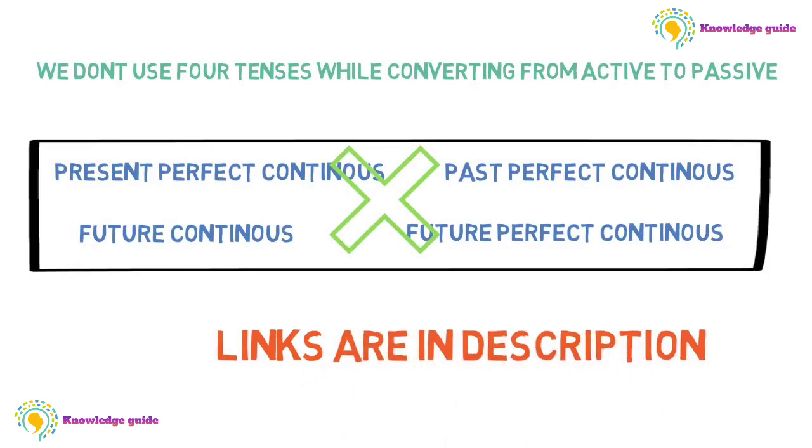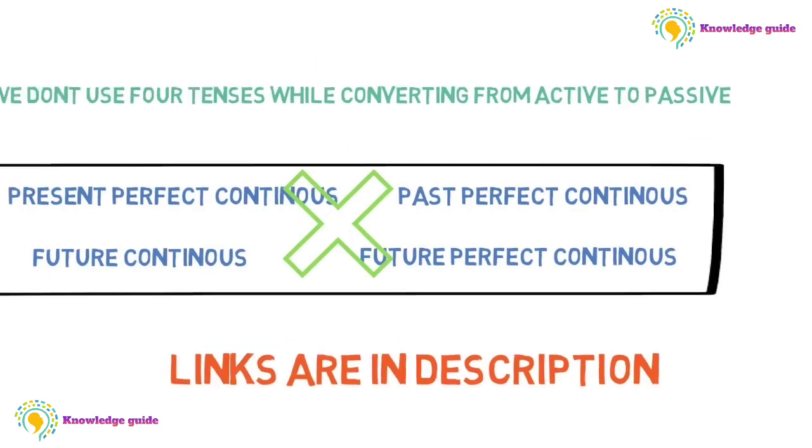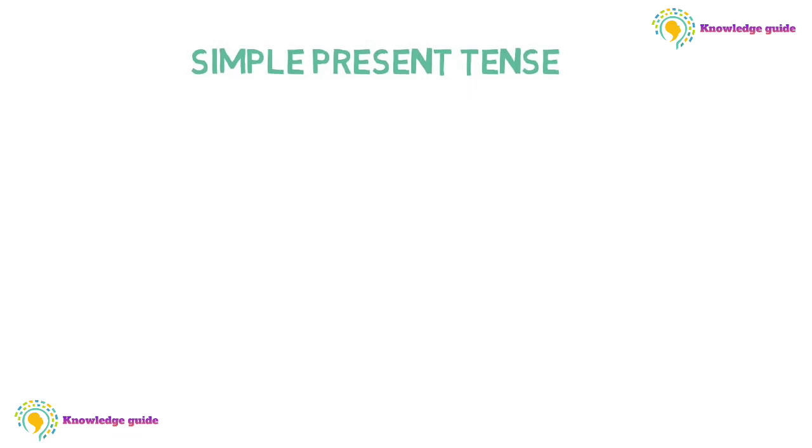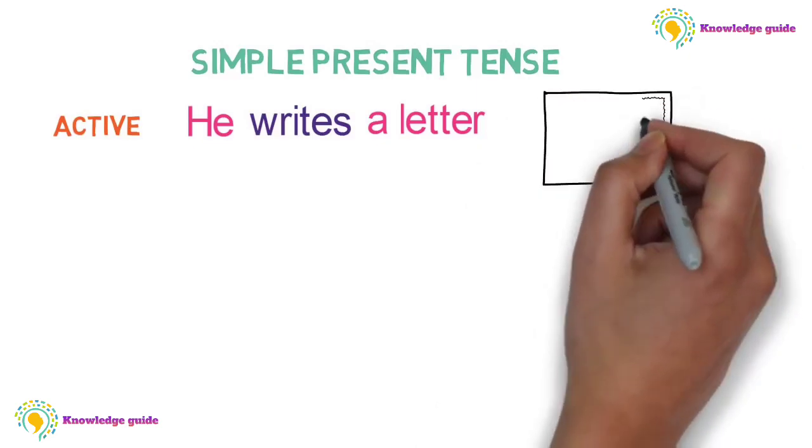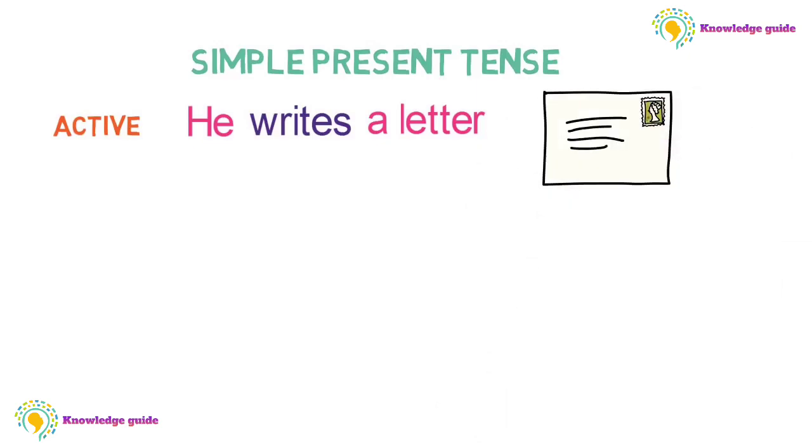Dear learners, now let's see examples of each of the 8 tenses to make it clearer. Simple present tense. For active voice, he writes a letter. Now to convert this into passive voice, we will follow the 5 steps that we have discussed earlier.